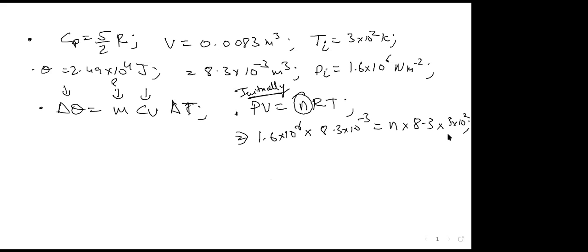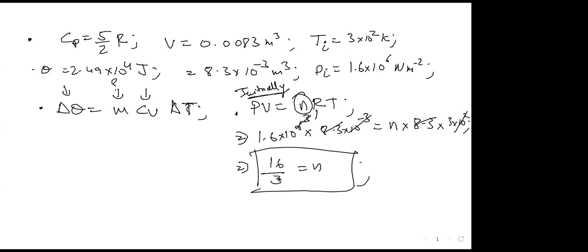Did I write that correctly? Yes, no, maybe? Yes, sir. Tell me, I can make mistakes too, I'm only human. 10⁻³ with 10⁶, so this becomes 3, this 2 cancels out and gives 1, so it's 1.6 divided by 3, so this is 16/3, right? So your number of moles is just 16/3.